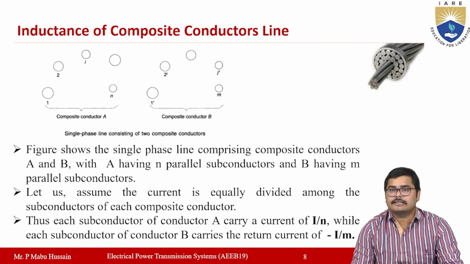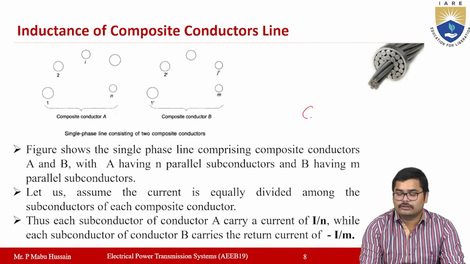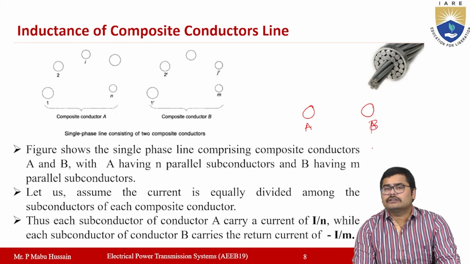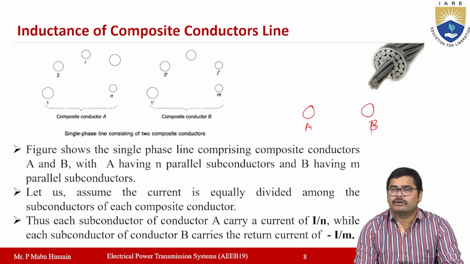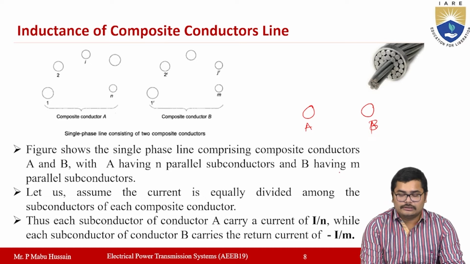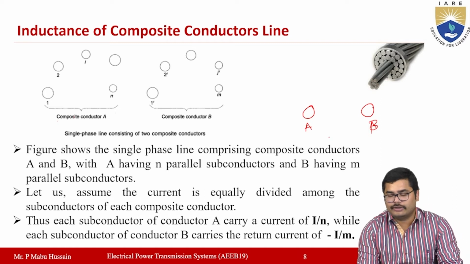Okay, let us take a single phase transmission line in which you will be having 2 phases. One phase is phase A, another phase is phase B. Here we are going to assume each phase is having a composite conductor, right? So that means you will be having a number of strands in phase A with different materials.